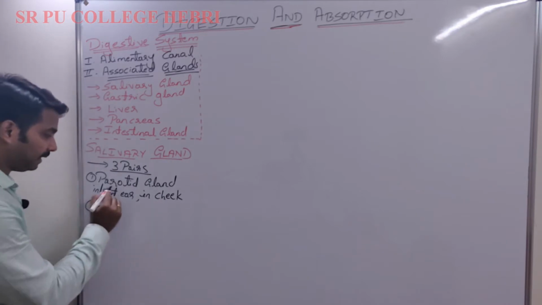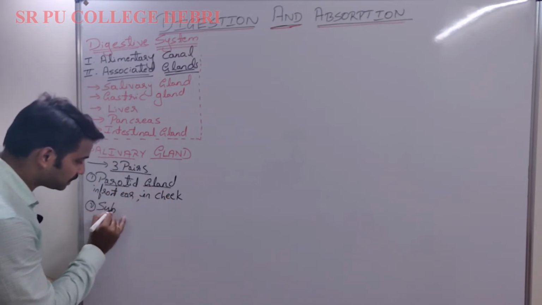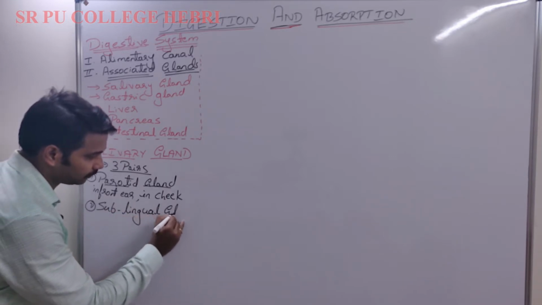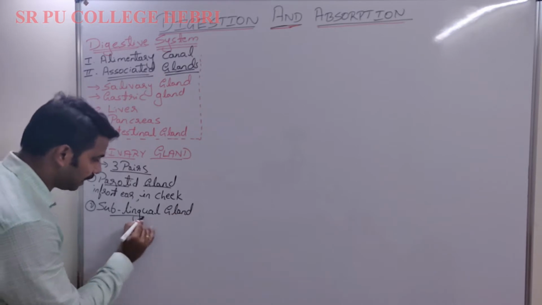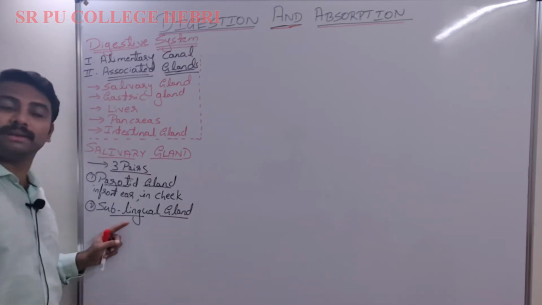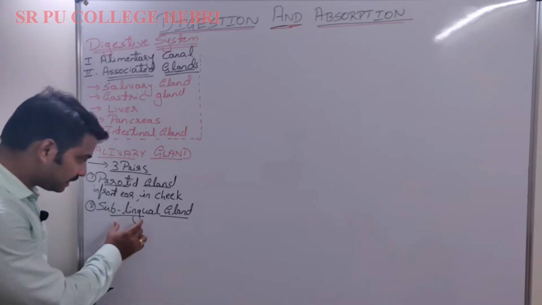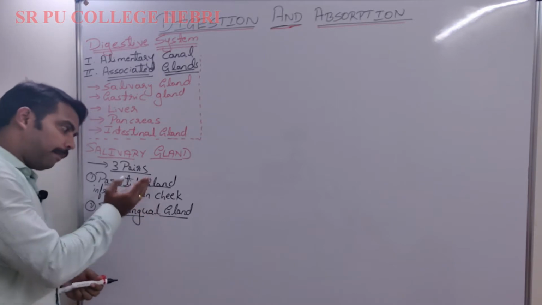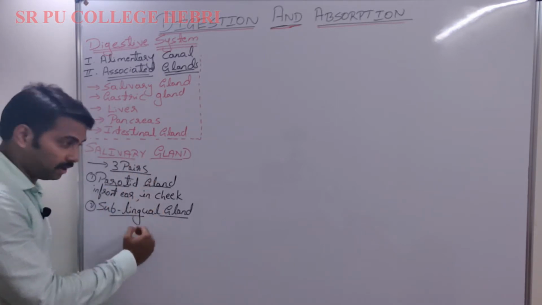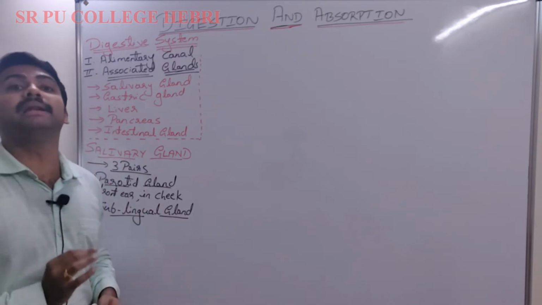Okay, followed by that, the second pair of salivary gland is sublingual gland. Sublingual gland. The name itself tells. What do you mean by lingua? Lingua refers to tongue. As this gland is present above the tongue or below the tongue, supra or sub, it is present below the tongue. That's why it is called sublingual gland.